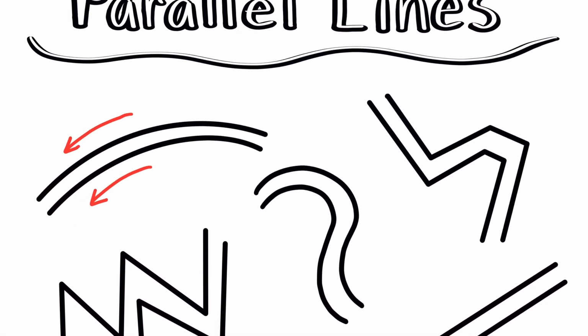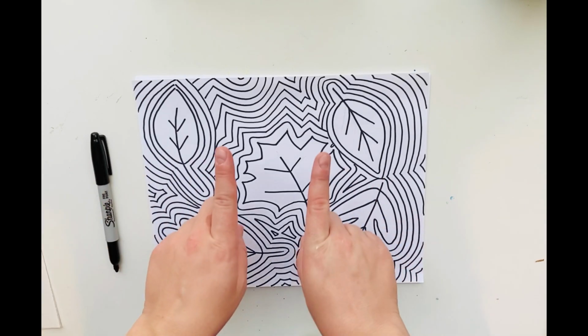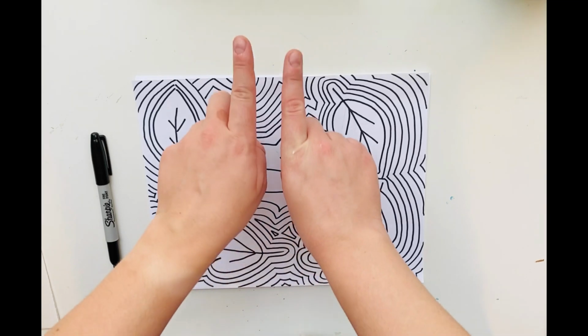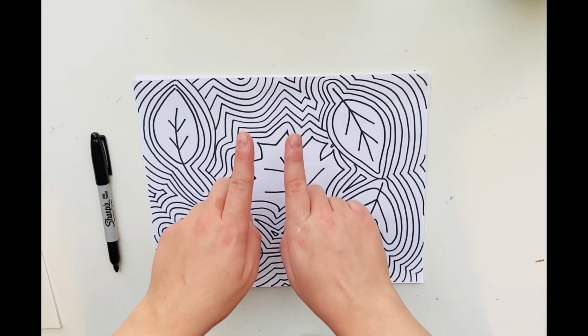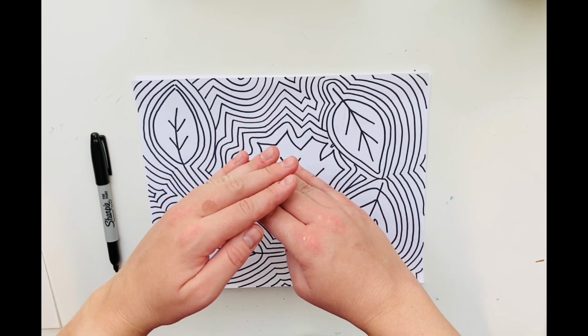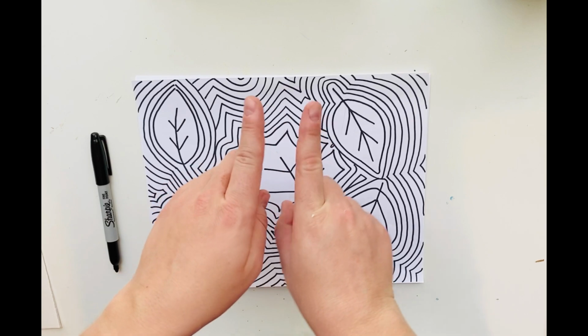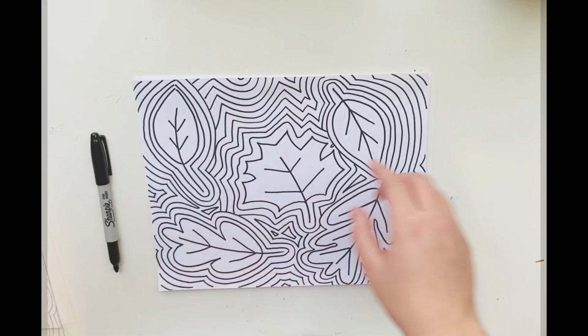Here are a few examples of different parallel lines. Parallel lines are two lines that are beside each other that never touch. They run the same path, but they never intersect or cross over each other in any way. They can curve and go zigzag, but as long as they're not touching, they are parallel lines.